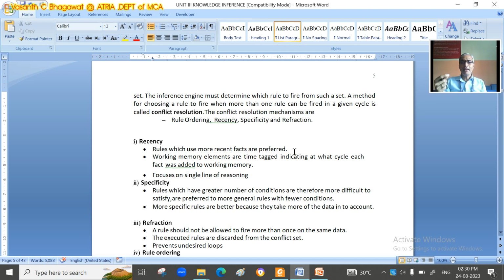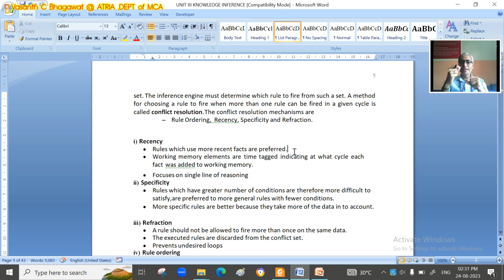And the third one is called refraction. So what does refraction say? A rule should not be allowed to fire more than once on the same data. Like in the previous example, we have rule 2 and rule 3. If that one rule was already fired, then we should not allow this rule to be fired again, right?